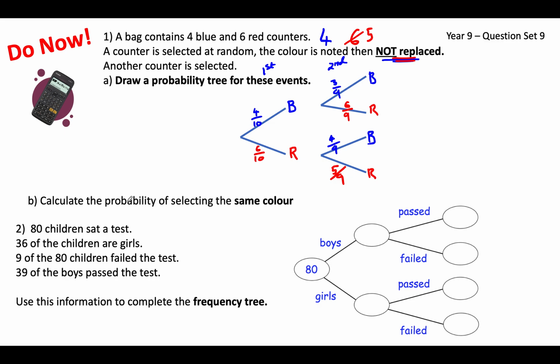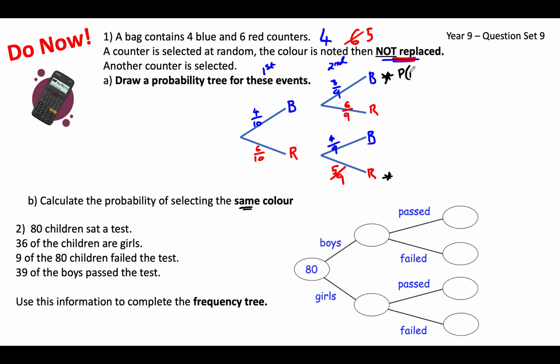Okay, B, calculate the probability of selecting the same colour. Now there are 2 paths to getting the same colour. Either blue, blue, so that path that ends there, or red, red, that path that ends down there. And when you're coming along the branches, you multiply your probabilities together.